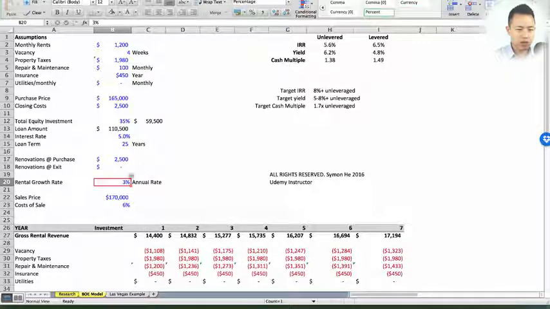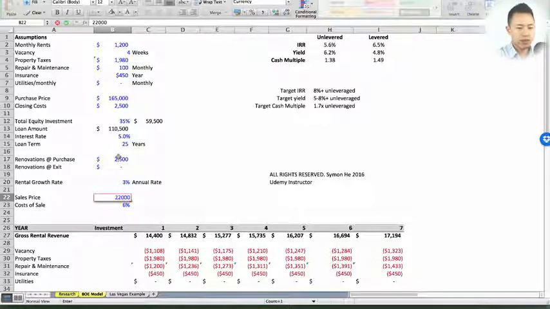I'm going to assume the rental growth rate is going to grow at about 3% a year. So if it's $100 a month right now, next year will be $103. That's basically what this is assuming. Okay, and it automatically flows in here. And then I'm going to assume in 7 years that I will sell this at a profit of $220,000, and the cost of sale will be 6% for commissions. All right, let's see what that looks like.